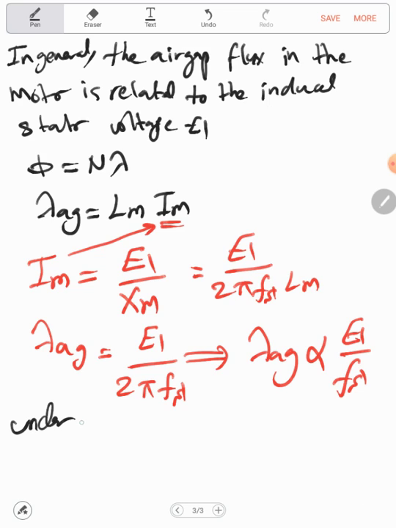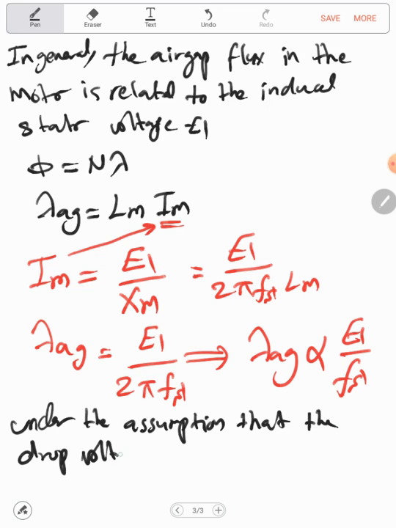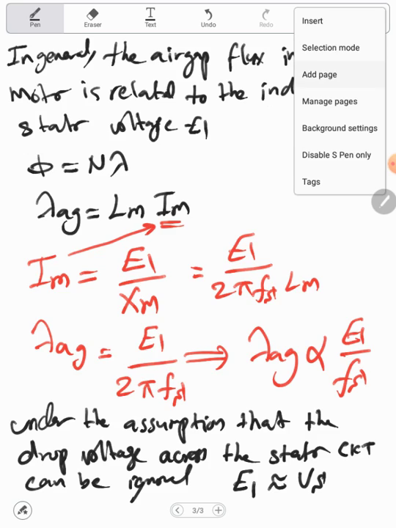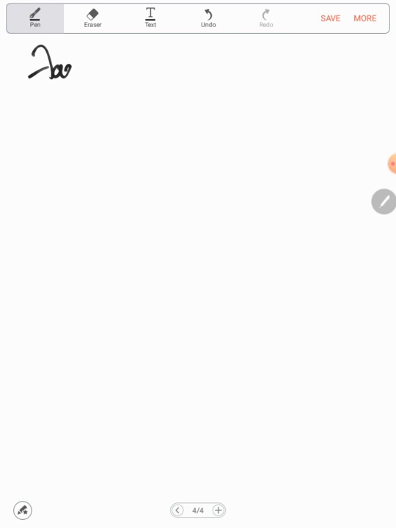Now under the assumption that the voltage drop across the stator circuit can be ignored, in this case E1 is almost equal to Vs. So to this end, the flux in the gap is proportional with Vs over Fs. So now let's discuss all the possible scenarios.